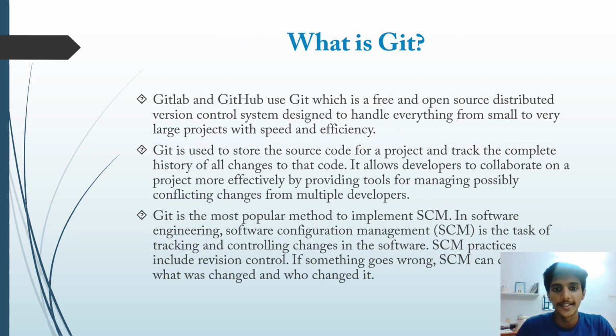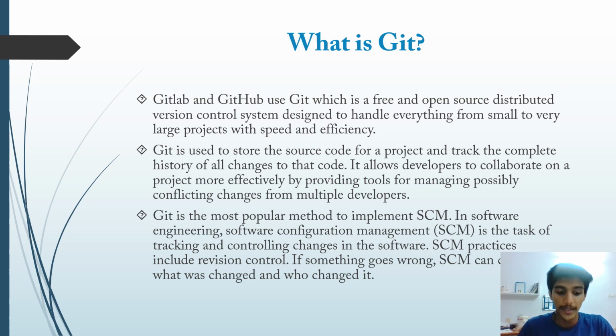The next question is, what is Git? GitLab and GitHub use Git, which is a free and open source distributed version control system designed to handle everything from small to very large projects with speed and efficiency. Git stores the source code and helps to track all the changes made by multiple developers. Thus, we can manage all kinds of possible conflicting changes made to the code.